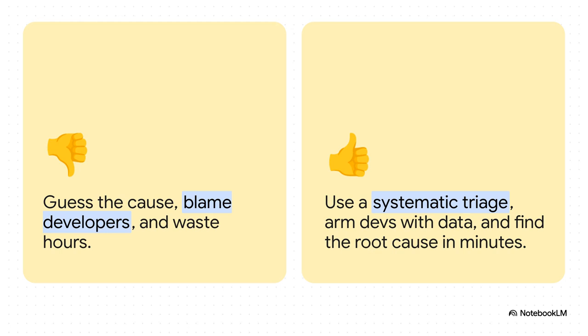So what's the real difference? Look, the old way is just chaos. It's guessing, it's pointing fingers at developers, and it's burning hours of everybody's time. The smart way, the way we're going to master today, is all about systematic triage. It's about becoming a partner to the dev team, arming them with actual data so you can pinpoint the root cause together in minutes, not hours.